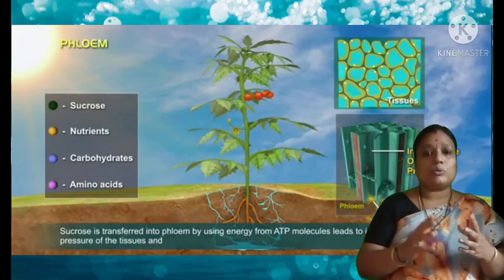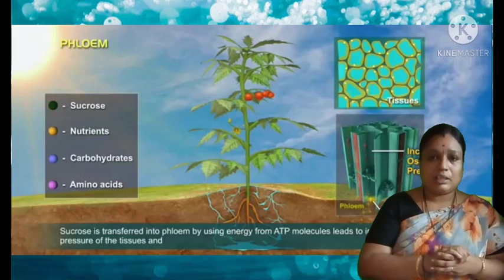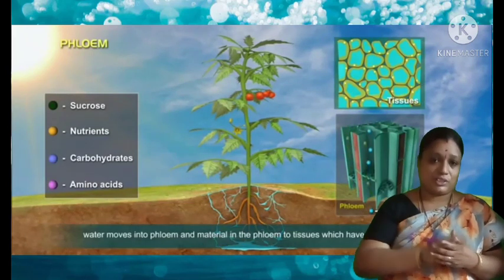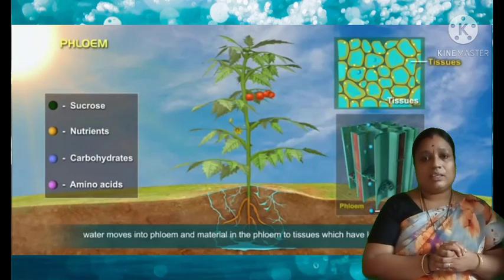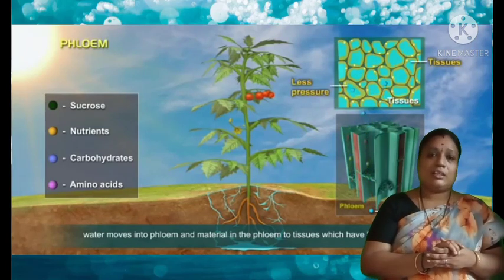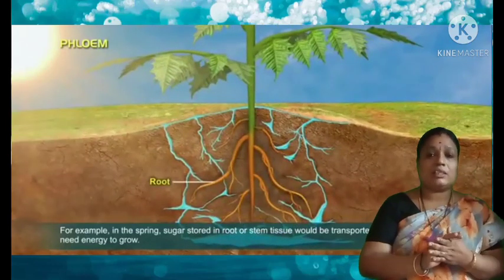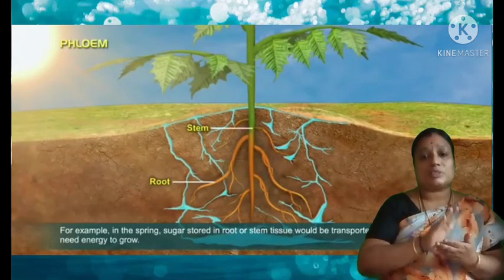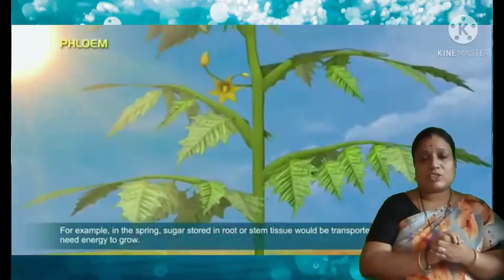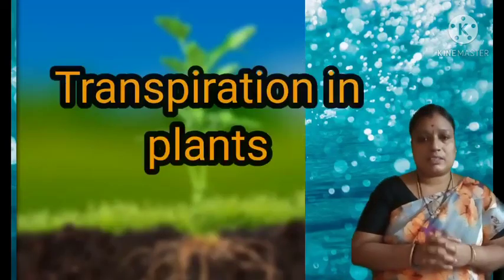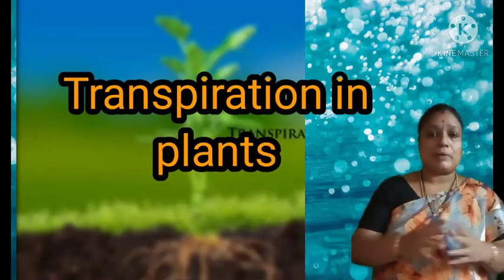And then we saw what is vascular tissue. Tissue is a group of cells performing a specialized function in an organism, isn't it? So this is how transportation of water, minerals and food, or transportation of substances, takes place in plants. Now let us see transpiration in plants.